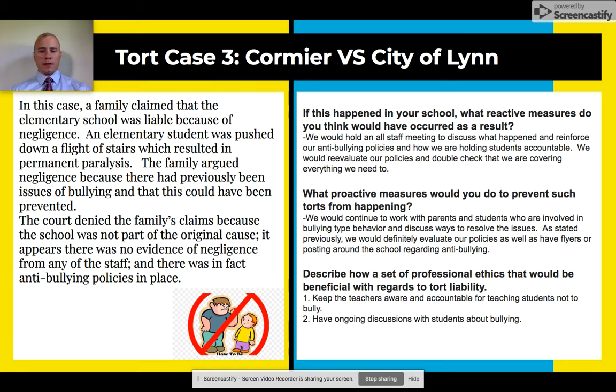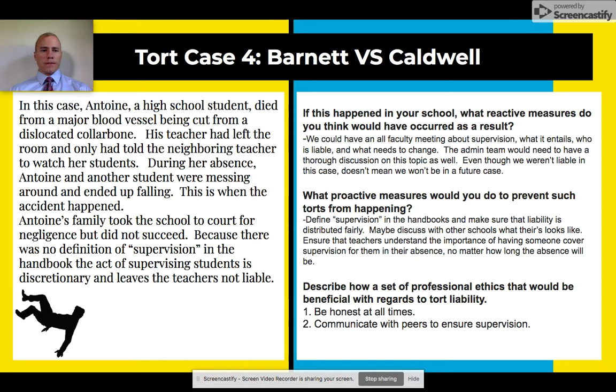Some ethics: keeping teachers aware and accountable for teaching students not to bully and having ongoing discussions with students about bullying. Case four, Barnett versus Caldwell. We have Antoine, a high school student, who died from a major blood vessel being cut from a dislocated collarbone. So this one's kind of crazy too.